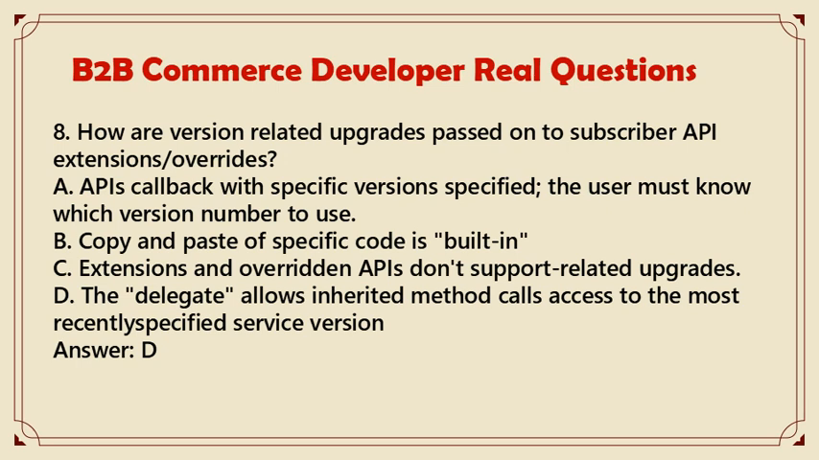8. How are version-related upgrades passed on to subscriber API extensions and overrides? A. API callbacks with specific versions specified. The user must know which version number to use. B. Copy and paste of specific code as built-in. C. Extensions and overridden APIs don't support related upgrades. D. The delegate allows inherited method calls access to the most recently specified service version. Answer. D.